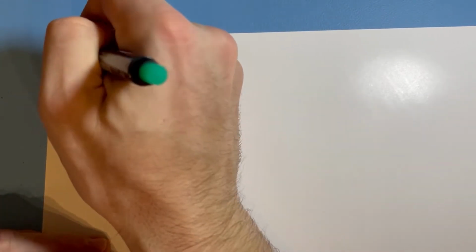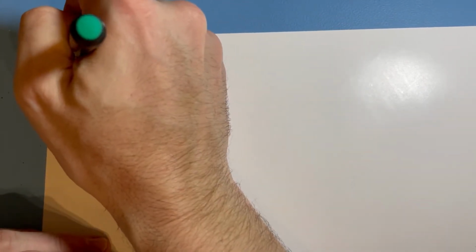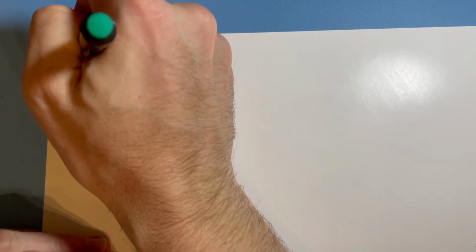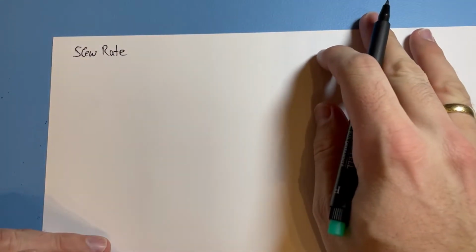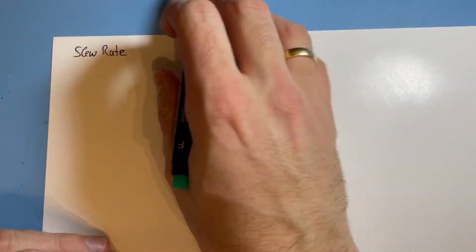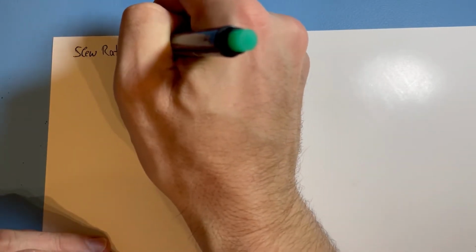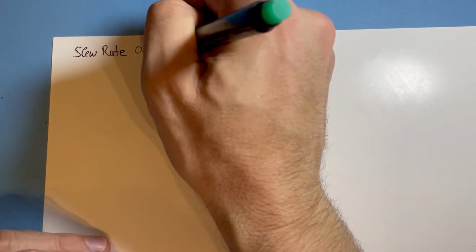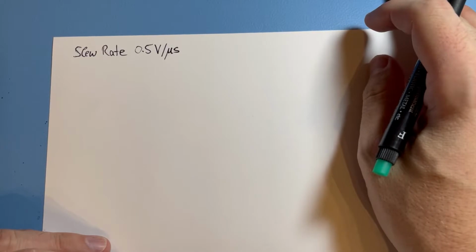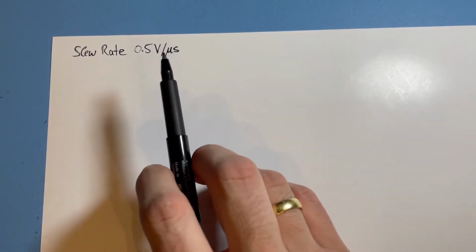So let's first write it down. This pen does not write anymore. Let's make it right first. Slew rate. You can read that, yeah. And that electrical component had a slew rate of 0.5 volts per microsecond. So, what does that mean?